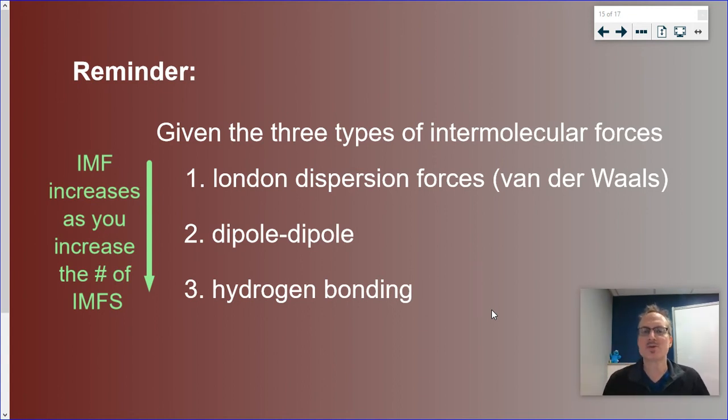Then we moved on to dipole-dipole. To have a dipole-dipole intermolecular force, you had to be polar. That was key. And then the strongest type of dipole-dipole intermolecular forces were called hydrogen bonding, and they were the strongest. You cannot have hydrogen bonding if you're not polar. If you're not dipole-dipole, you do not have hydrogen bonding.